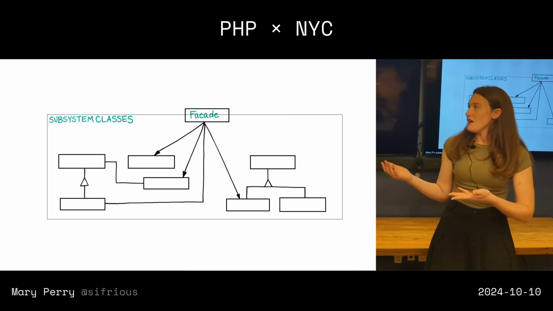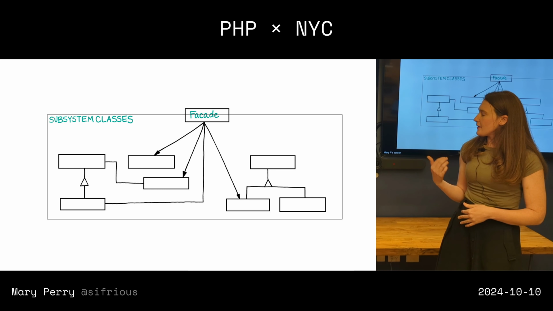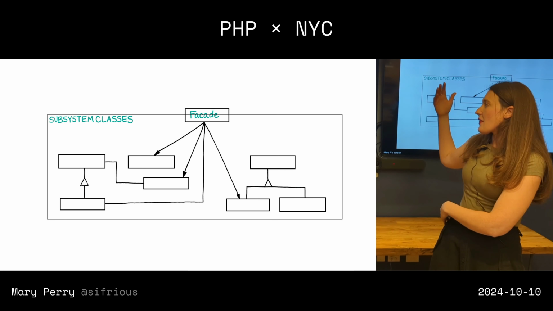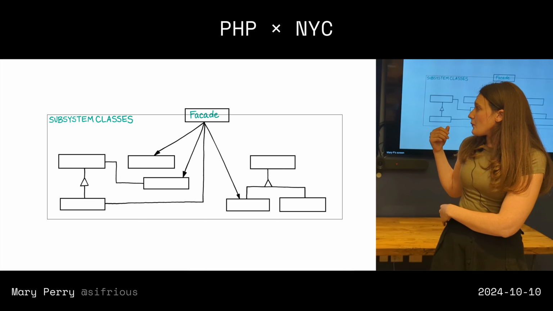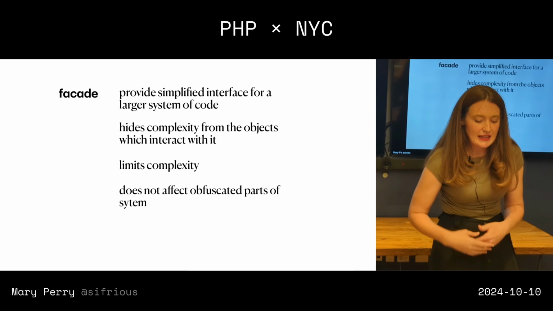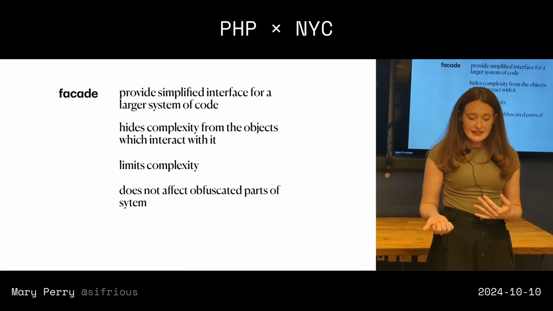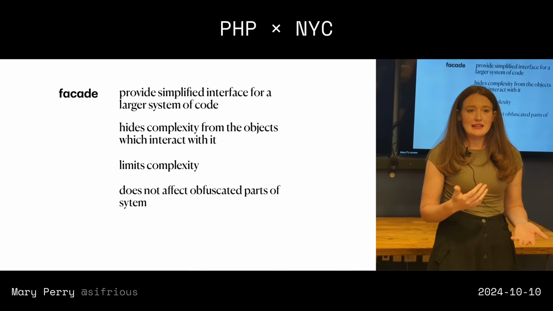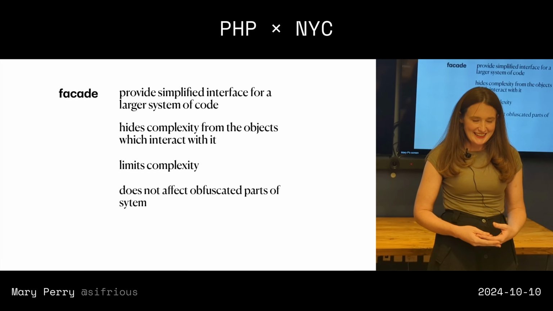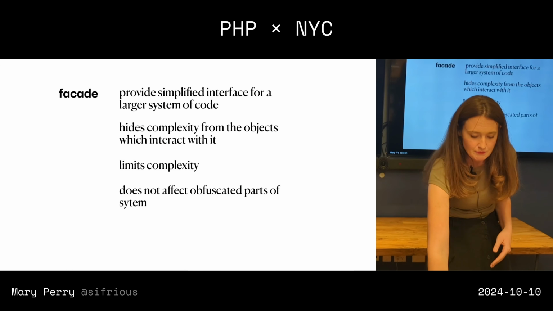This is a diagram of a facade. The example here is basically a lot of complexity that you can't see, and then the facade is the access point. You can call one method on the facade. It provides a simplified interface for a larger system of code and hides complexity from the objects that interact with it, so it limits complexity that teams of developers can accidentally interact with, and it doesn't affect any of the hidden parts of the system.